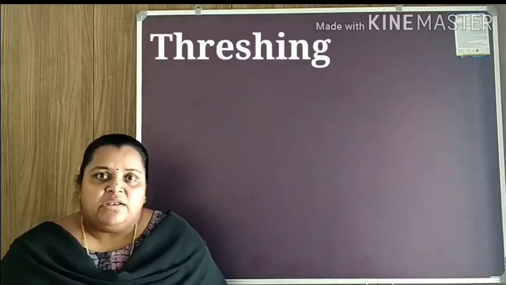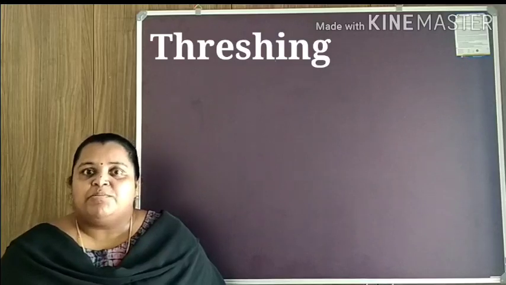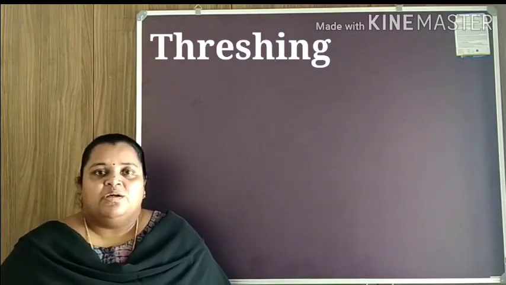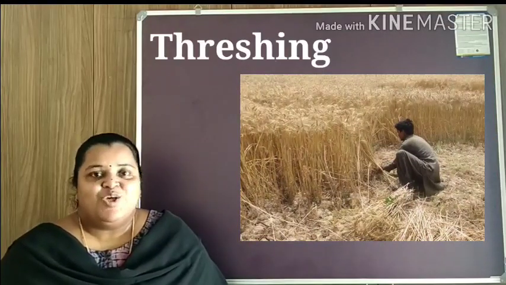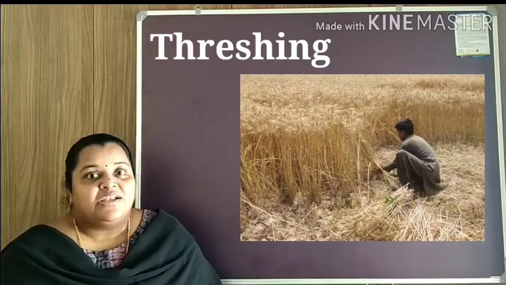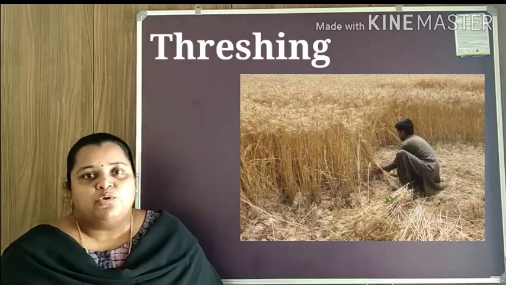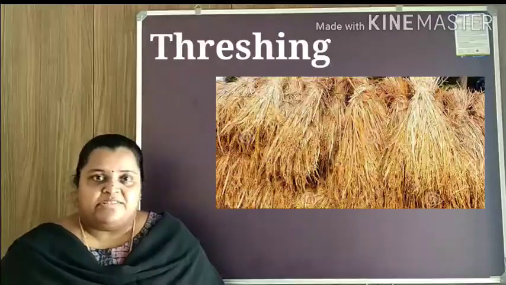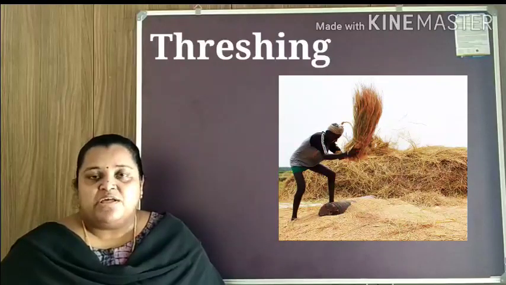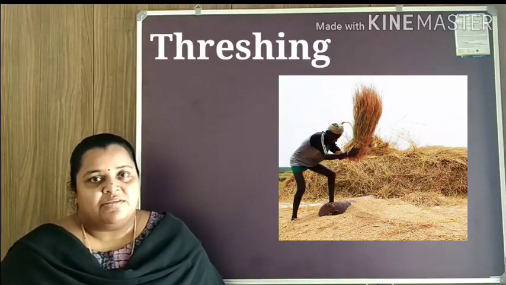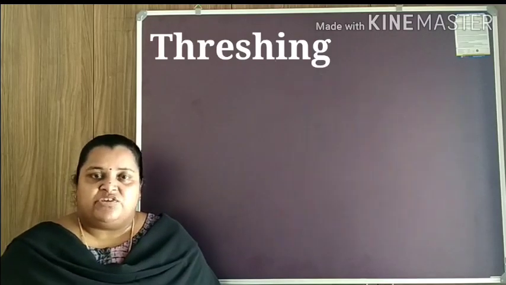Have you ever seen how rice, wheat, etc. are separated from the plants? Food grains such as rice, wheat, etc., when harvested, are cut along with their stalk. These stalks are put together into bundles. Thereafter, grains are separated by threshing. I hope you understood the example for threshing.